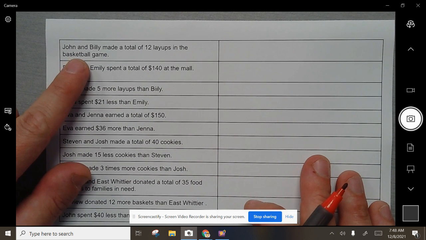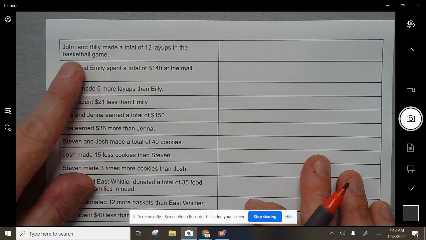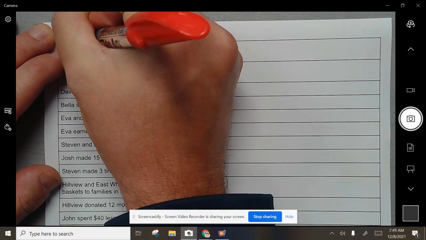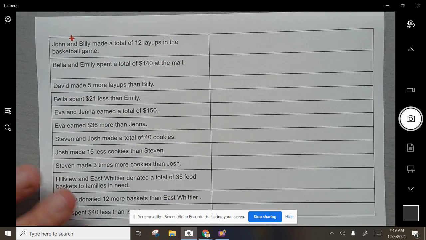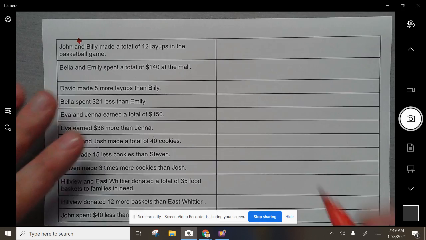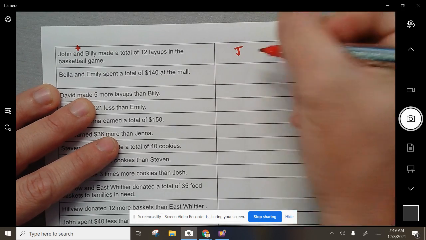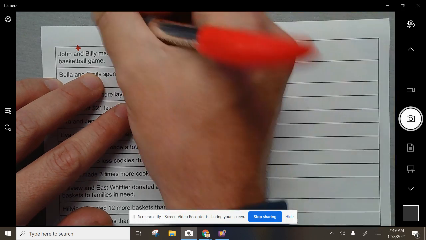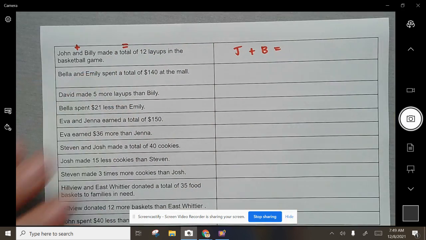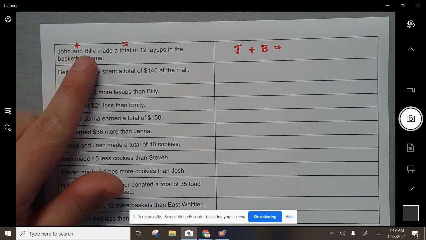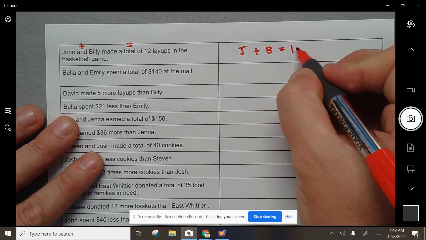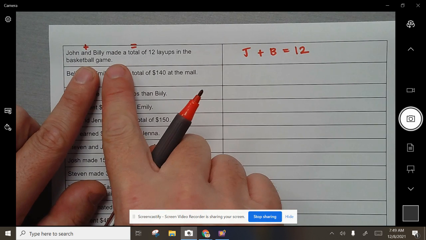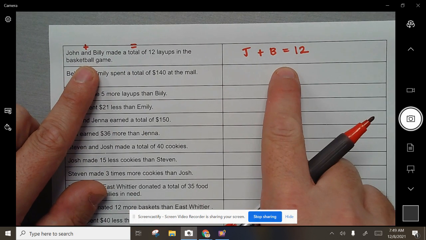John and Billy made a total of 12 layups in the basketball game. John and Billy. When you see the word and, it's a plus, right? So John plus Billy. I'm going to say John's a variable, plus Billy is a variable. And what did they make a total of? Total means what? Equals. So J plus B equals 12. And that's all you had to do to turn this sentence into an equation. All right?